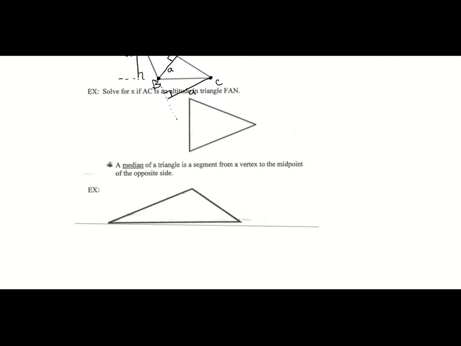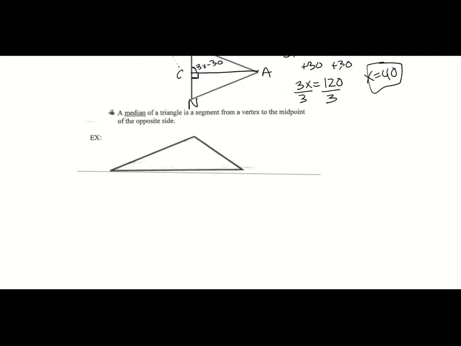A median of a triangle is a segment from a vertex to the midpoint of the opposite side. So we're still starting at the vertex, but instead of going straight down, we are going to go to the midpoint of the opposite side. So the first thing we want to do is find the midpoint of our opposite line, and then we connect our vertex to the midpoint. So that's going to tell me that this side right here is going to be the same as this side right here, because that's my definition of a midpoint. A midpoint is in the middle, so those two are going to be the same.